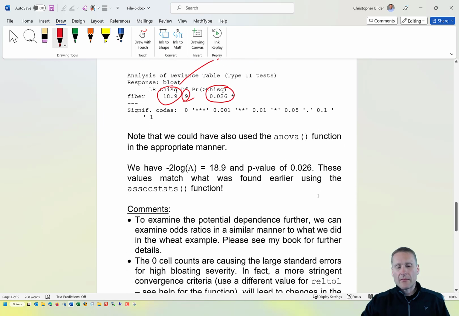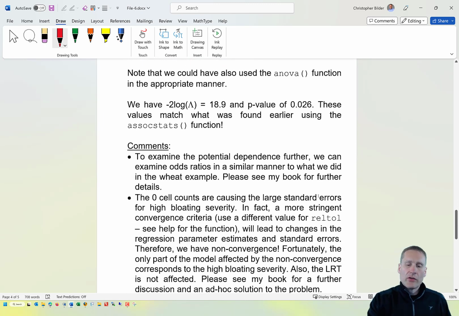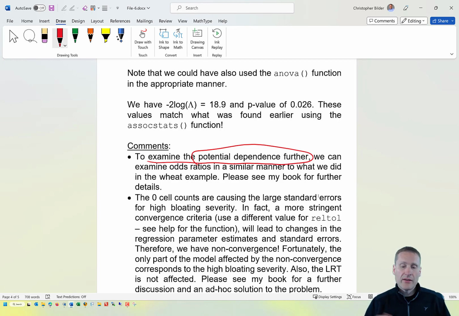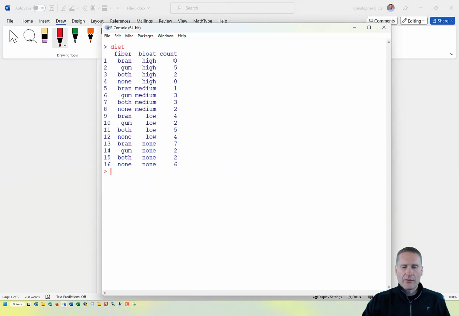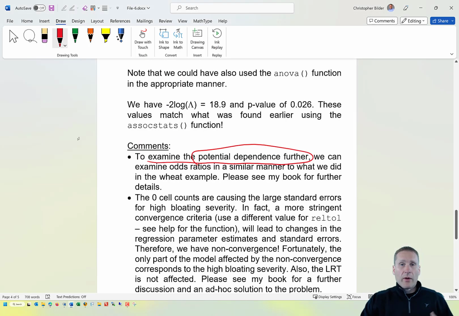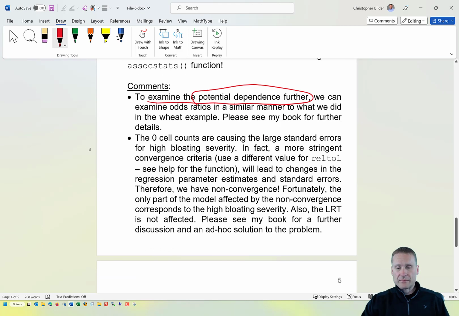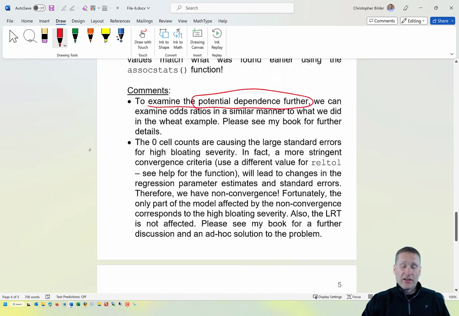Okay. Now some comments. To examine this potential dependence further, what one could do is look at odds ratios in a similar manner to what we did for the wheat example. Please see my book for further details about how to do this. Now you'll notice here in this contingency table, and also this data frame here, you see some zeros. Remember how we've talked about how having low cell counts in a contingency table can cause us some issues. And in fact, it actually is doing that here.